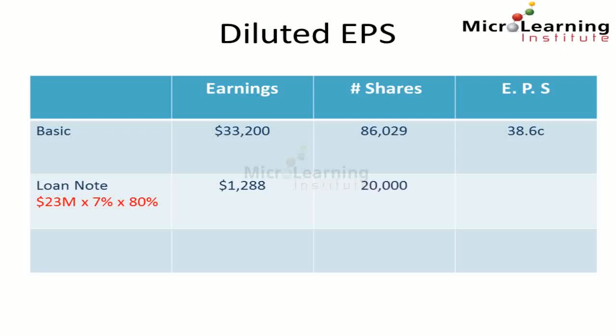The number of shares: there are 20 million convertible loan note shares in circulation, so the number of shares will increase by 20 million. So when we look at the updated position for diluted, the earnings will increase from 33.2 million by 1.288 million to a total of 34.488 million. The number of shares will increase from a basic number of 86.029 million by 20 million to 106.029 million shares, and consequently our diluted earnings per share will reduce from 38.6 cents basic earnings per share to 32.5 cents fully diluted earnings per share.